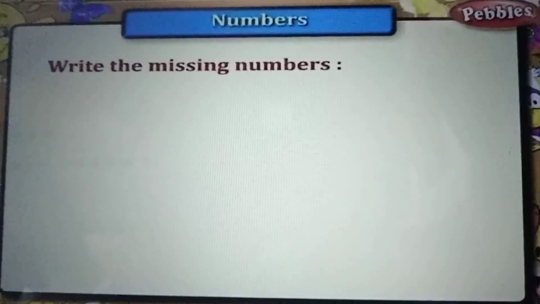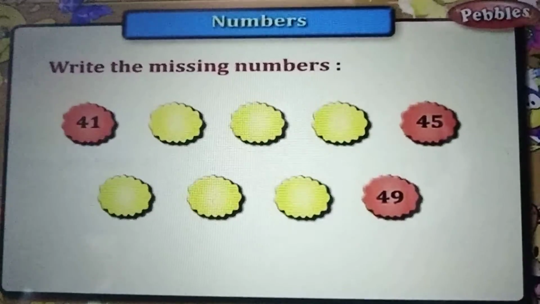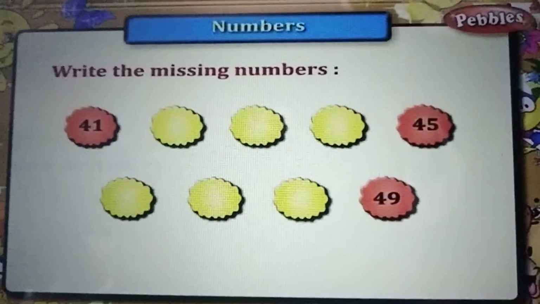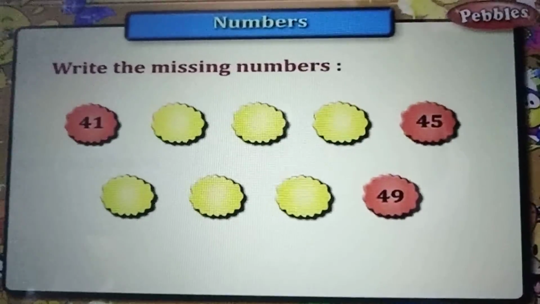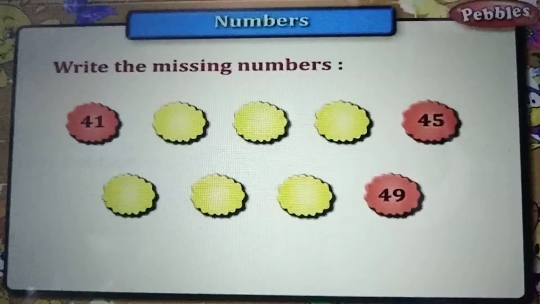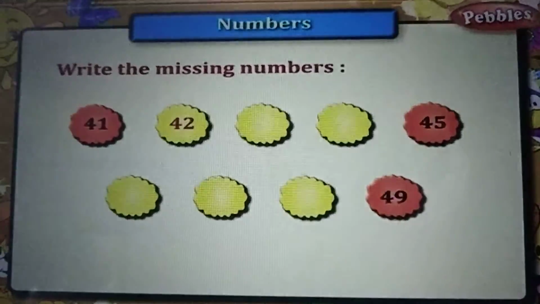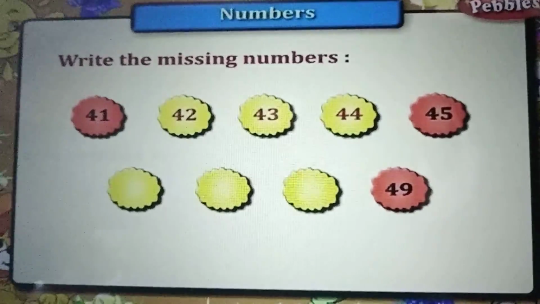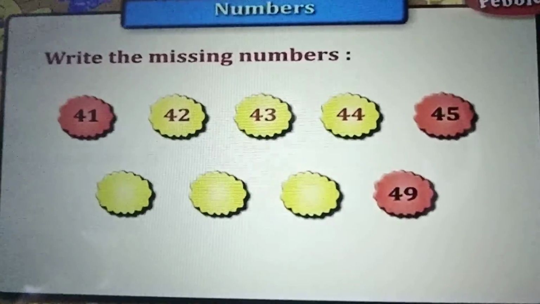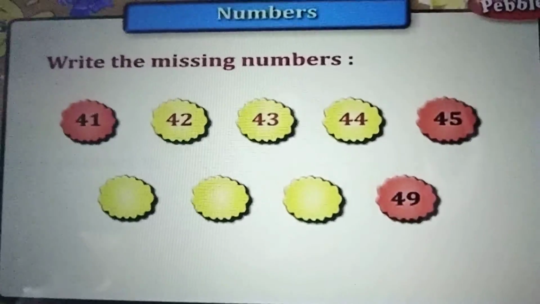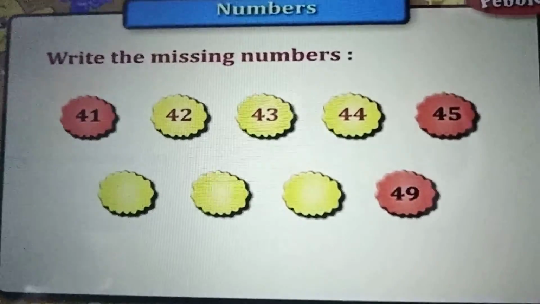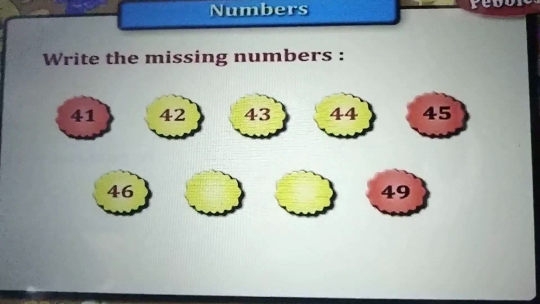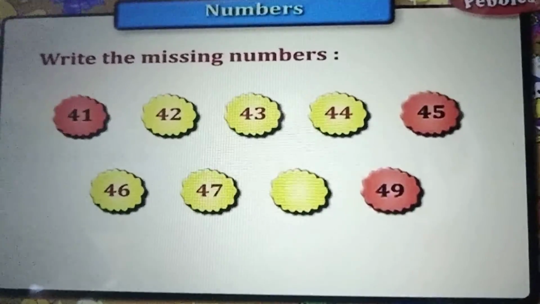Write the missing numbers. Between 41 and 45, the missing numbers are 42, 43, and 44. Now, what are the missing numbers between 45 and 49? 46, 47, and 48.